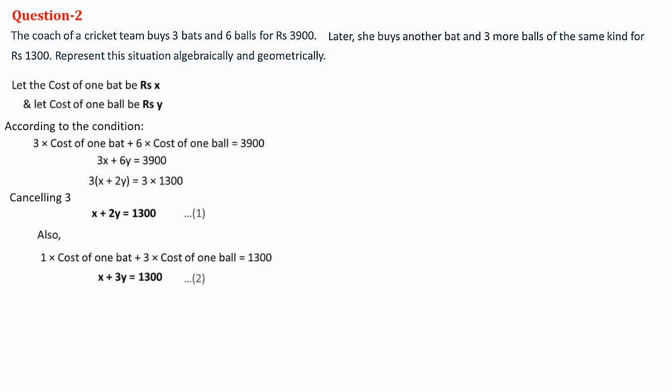As per our assumption, one bat she is buying, the price is x. So x plus 3 into cost of 1 ball. Cost of 1 ball is rupees y. So 3 into y is equal to 1,300. So now we have got 2 equations. This is the algebraic representation. Next we are going to represent this one graphically or geometrically.